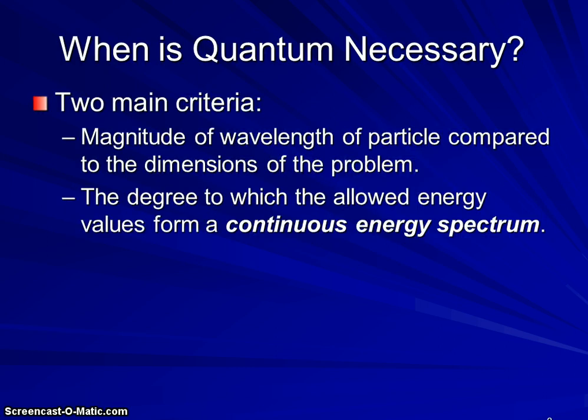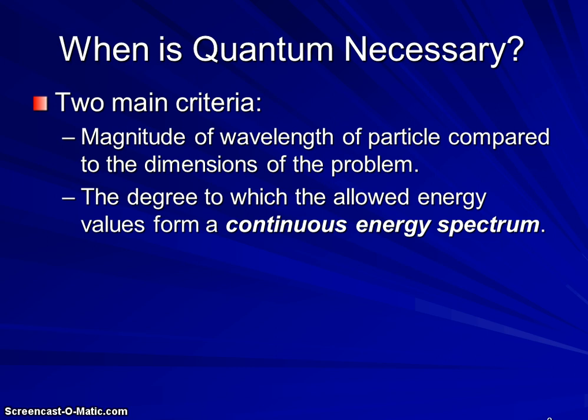First of all, we want to talk about when quantum mechanics is necessary rather than just using classical mechanics, things developed by Isaac Newton and so on. And the two main criteria are going to be the magnitude of that de Broglie wavelength we talked about in the previous chapter. When it is on the order of magnitude of the size of the problem, then quantum mechanics becomes a viable option to do calculations.